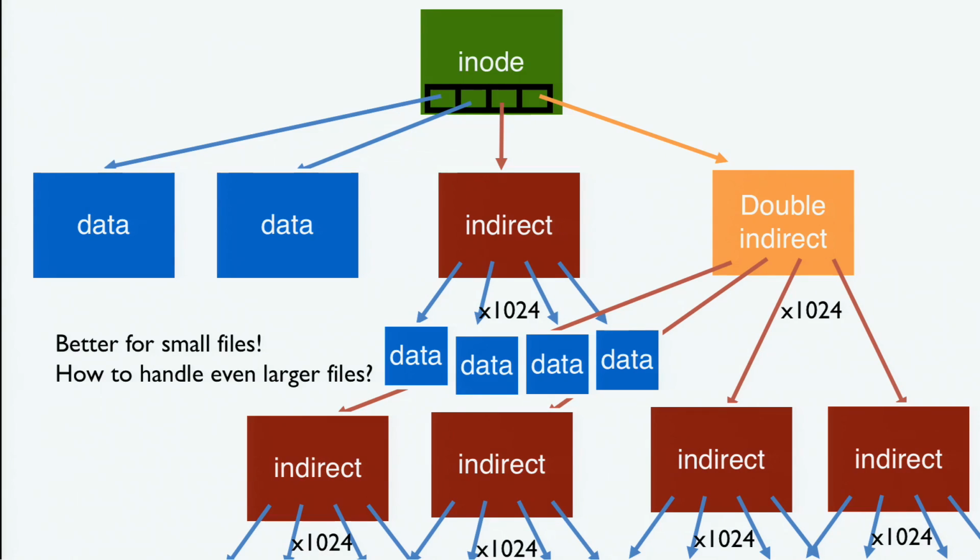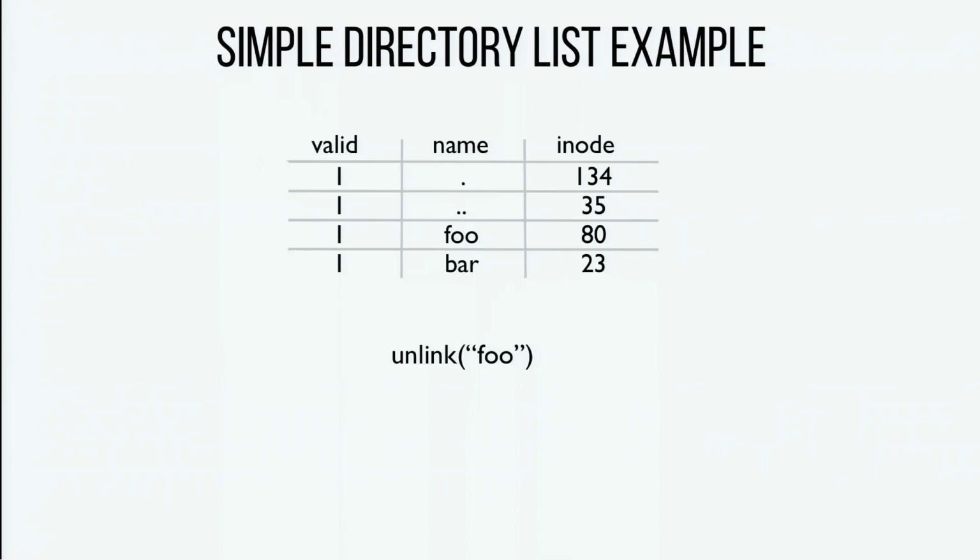Yes? Yep, most file systems have a triple indirect as well, and certainly could go more and more. I'm not sure if anybody has a quadruple indirect or not, but they definitely have triple indirect. Yep. More questions?